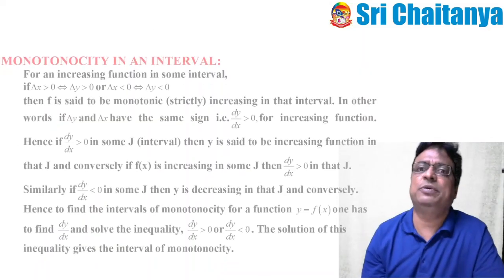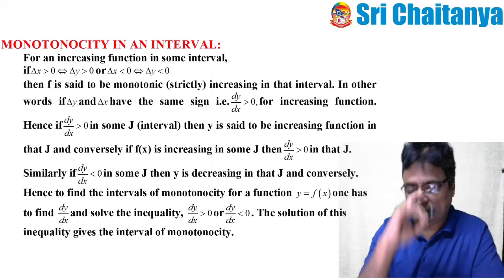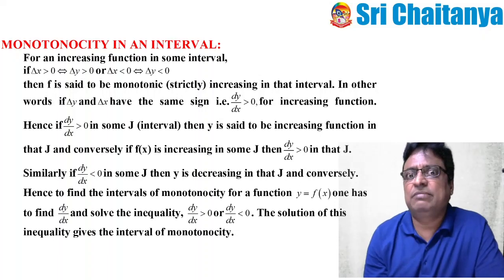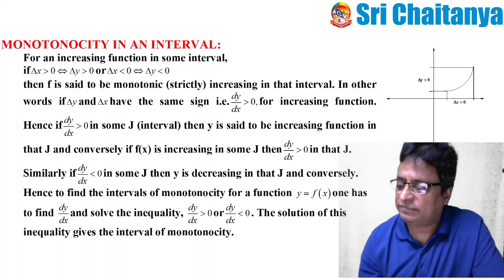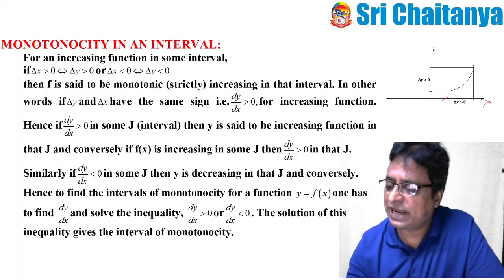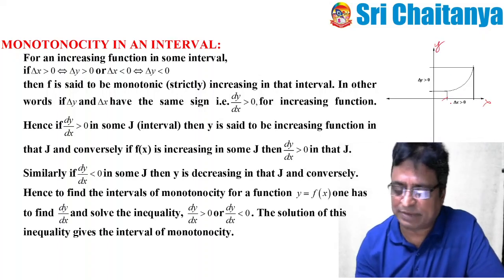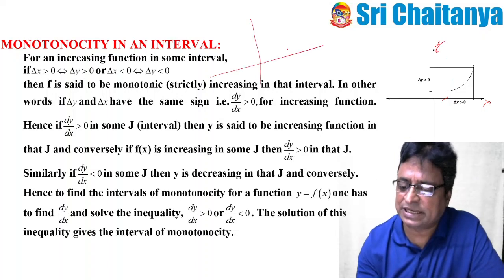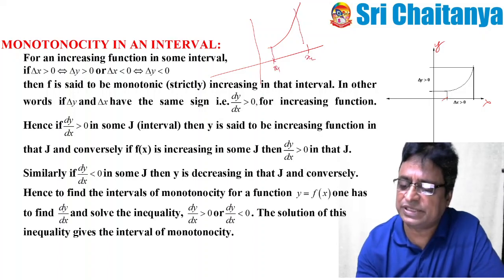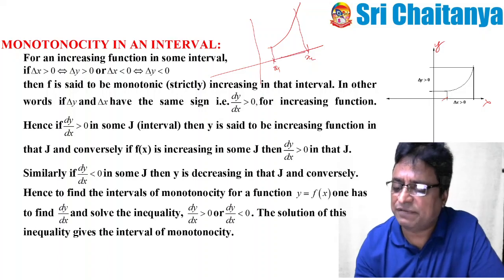Clear? Now coming to monotonicity of an interval. See my friends, observe this graph. Here this is the x-axis and this is the y-axis and this is my function. If my function is like this, and these are x1, x2, and this is f of x1 and this is f of x2, and the difference between these two values is x1 minus x2.